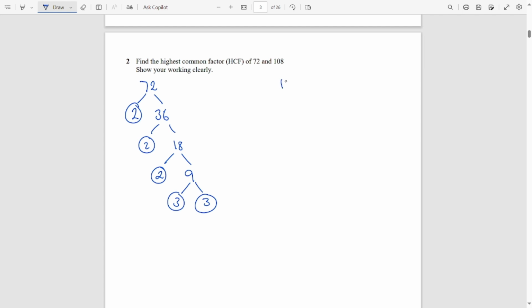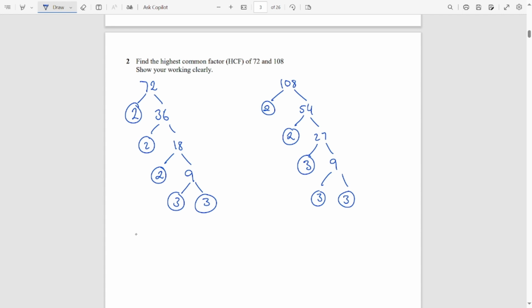Then for 108, I'm going to do exactly the same thing. So 108 is also even, so I can divide that by 2, and it is 2 times 54. 54 is not prime, so we continue. 54 is 2 times 27. 27 is not prime. 27 is 3 times 9. 3 is prime, so we stop there, and then 9 will be 3 times 3.